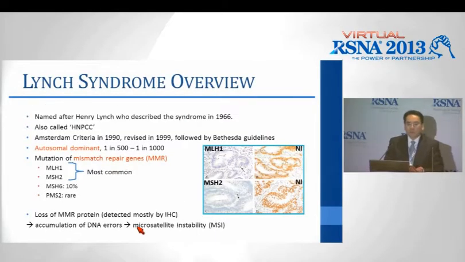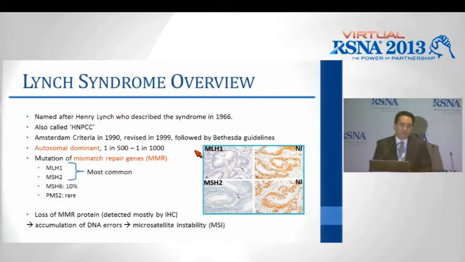So we'll talk about the most common one, Lynch syndrome, which was previously called HNPCC, or hereditary non-polyposis colon cancer, and you'll understand in a few slides why that term has fallen out of favor. It was first described by Henry Lynch in 1966, and numerous criteria have emerged, including the Amsterdam criteria in 1990, which was revised in 1999, followed by the Bethesda guidelines. None of these guidelines are perfect, and they're still being debated.